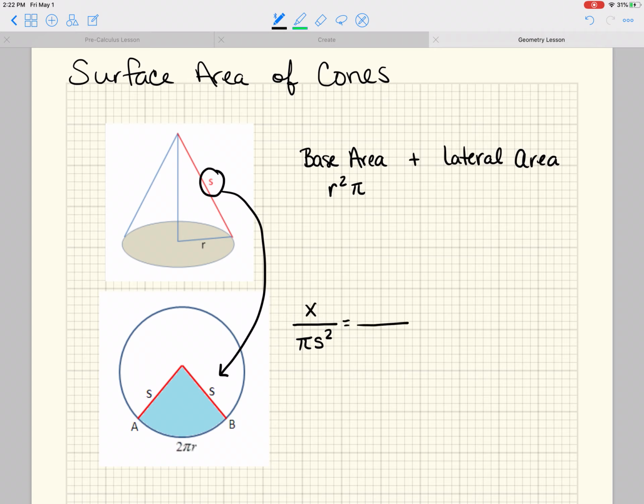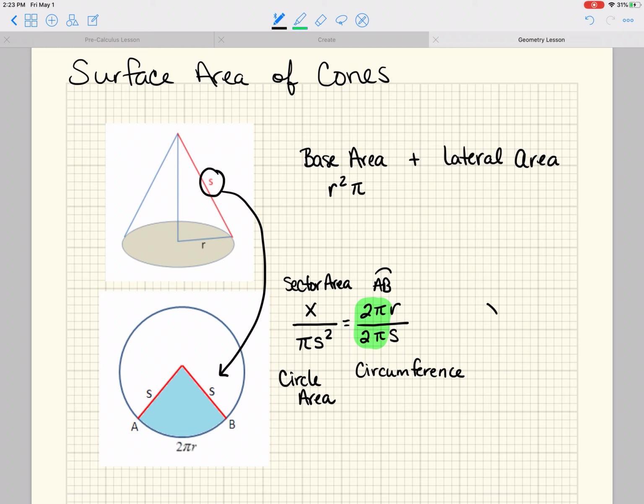So what we want to do is compare that to the arc length of AB, which is 2 times pi times r. So this would be AB over the circumference of the larger circle, which would be 2 times pi times the slant height. So this would be the sector area, and this would be the circle's area. If we look at the left hand or the right hand side of that equation, both top and bottom have 2 pi, so those can reduce.